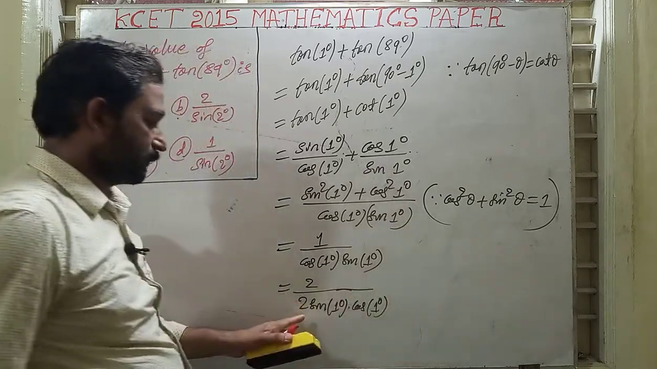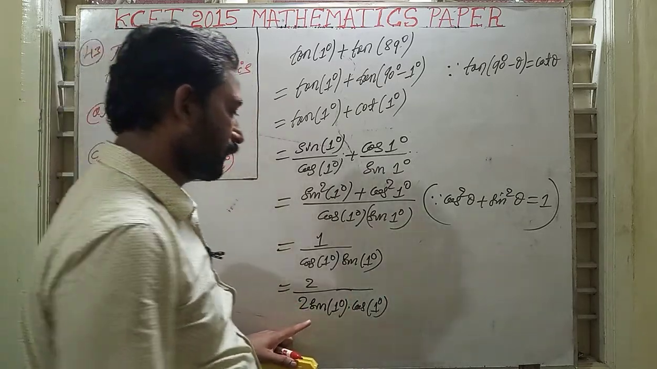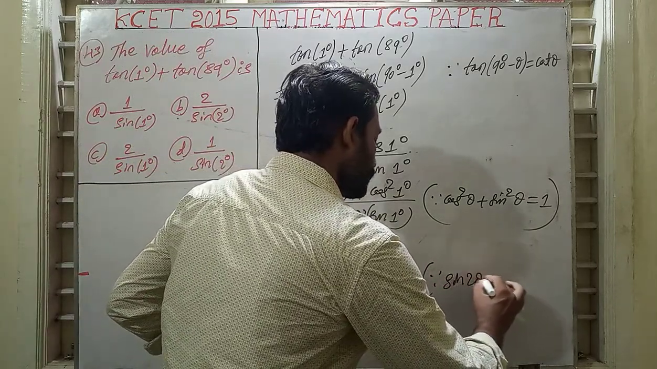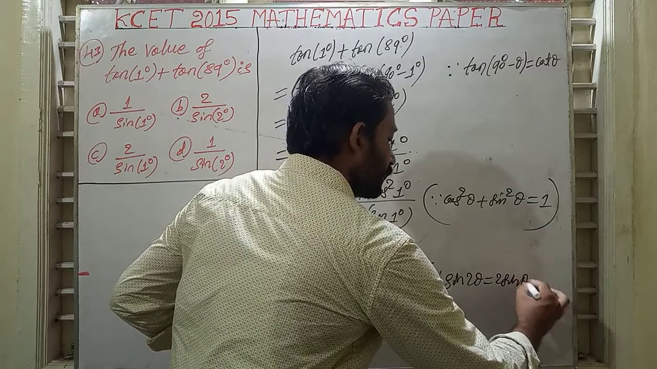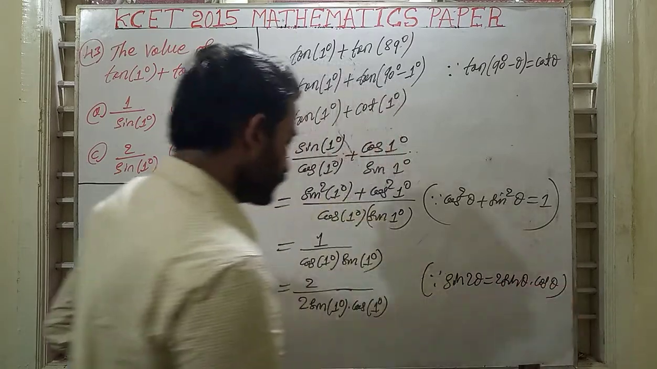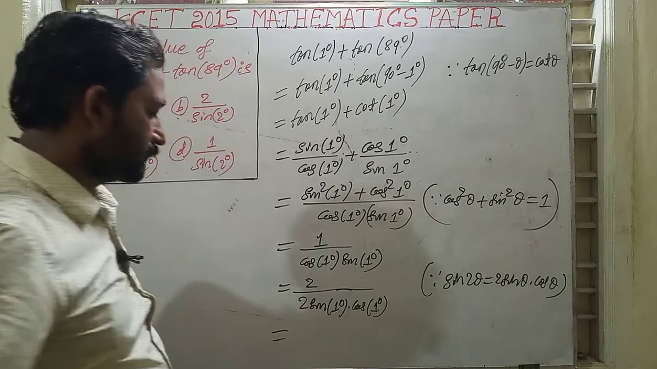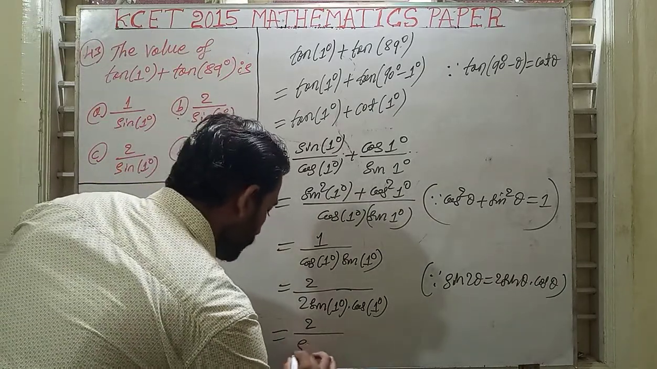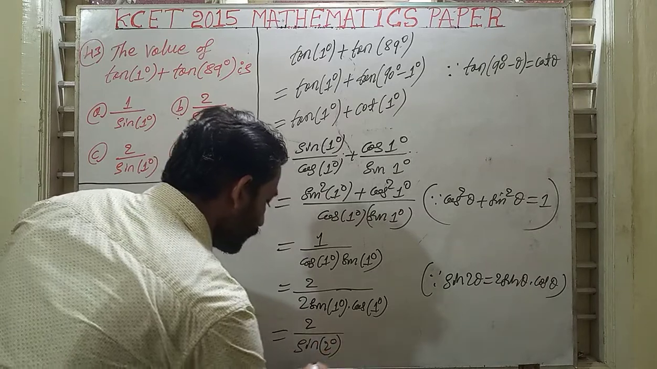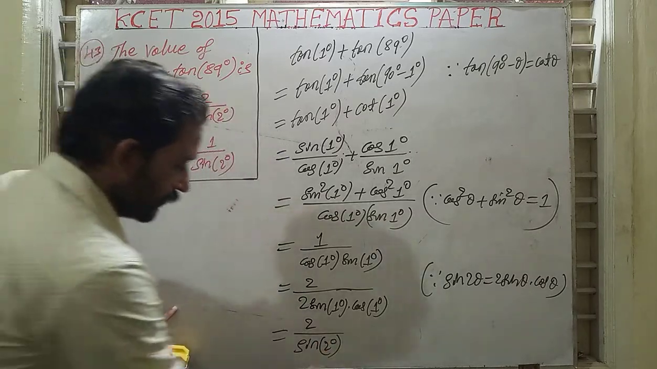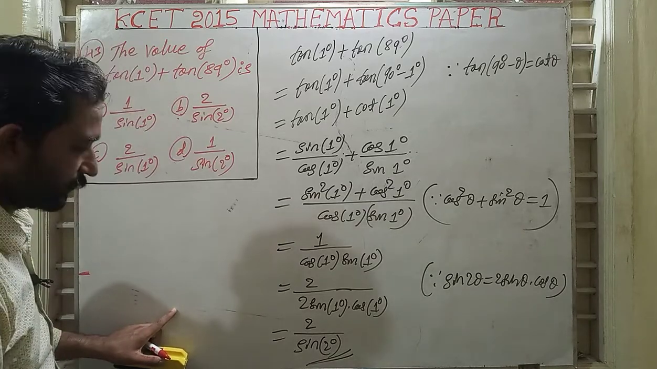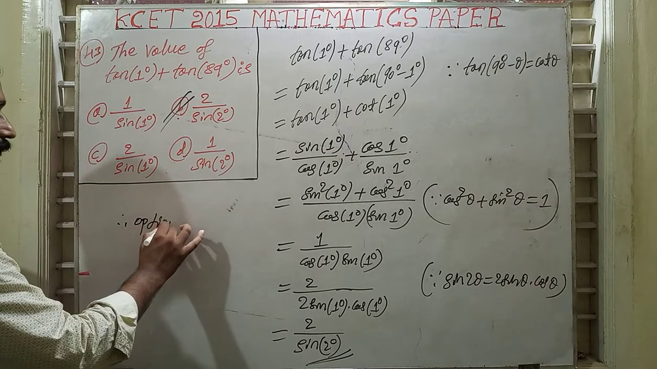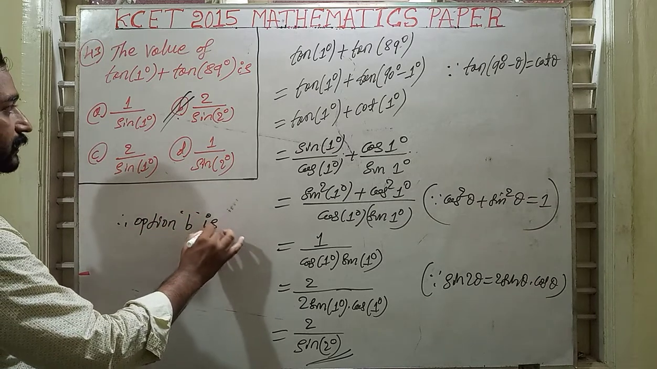So now apply the multiple angle formula. What is the formula? Sin 2 theta is equal to 2 sin theta into cos theta. Using this formula, the denominator can be written as sin 2 degree. So it becomes 2 divided by sin 2 degree. This is the ultimate answer. Good answer. So 2 divided by sin 2 degree. Option B is correct.